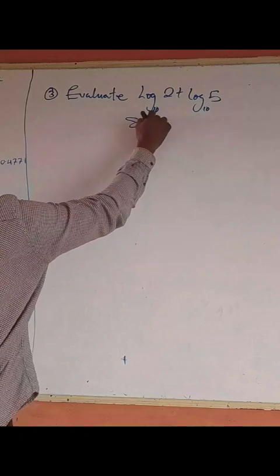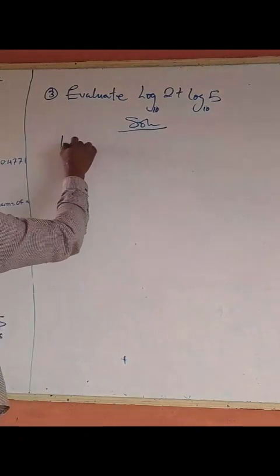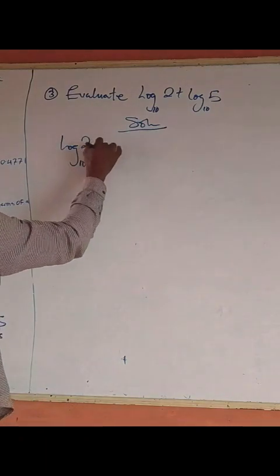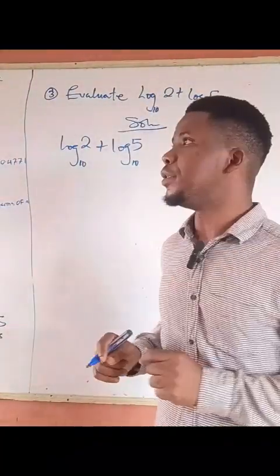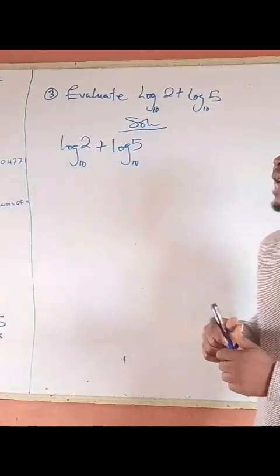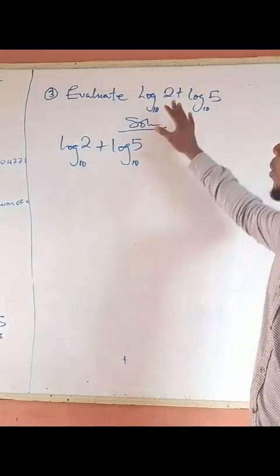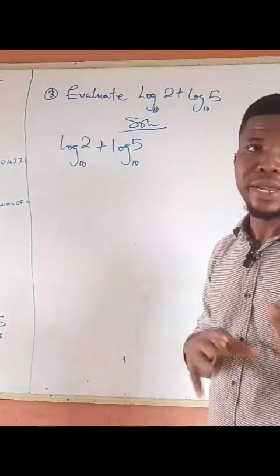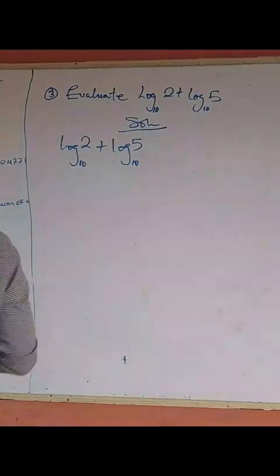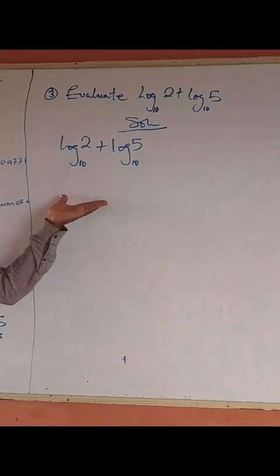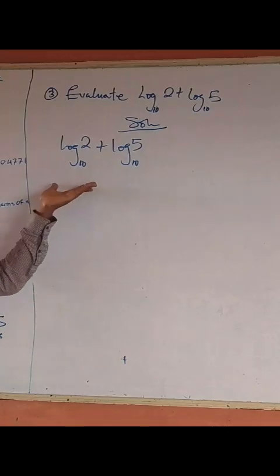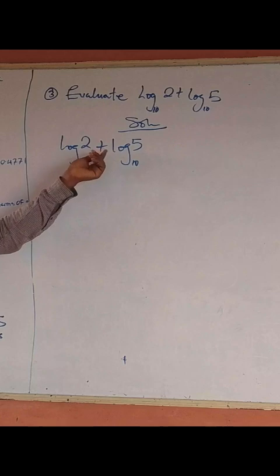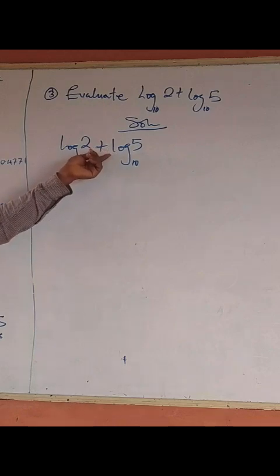So we have the solution: log 2 to the 10 plus log 5 to the 10. Like I said, those people that have not been taught before, I'm expecting you to understand this at the end of this explanation because I'm going to explain it very well, like I did in the first class. So now, what law are we supposed to apply? The law that converts plus to what?